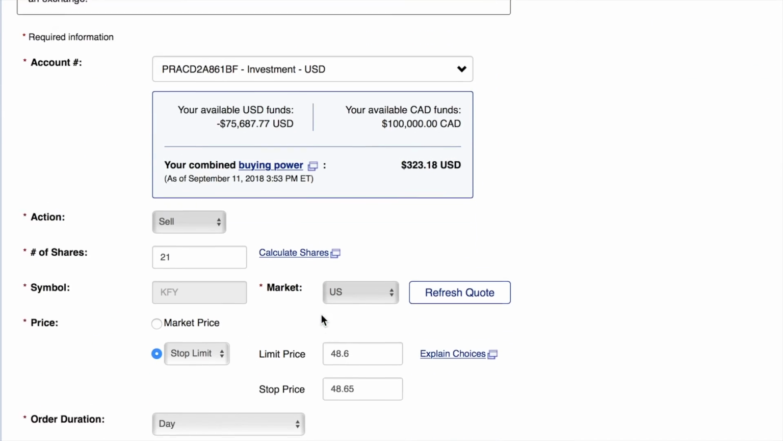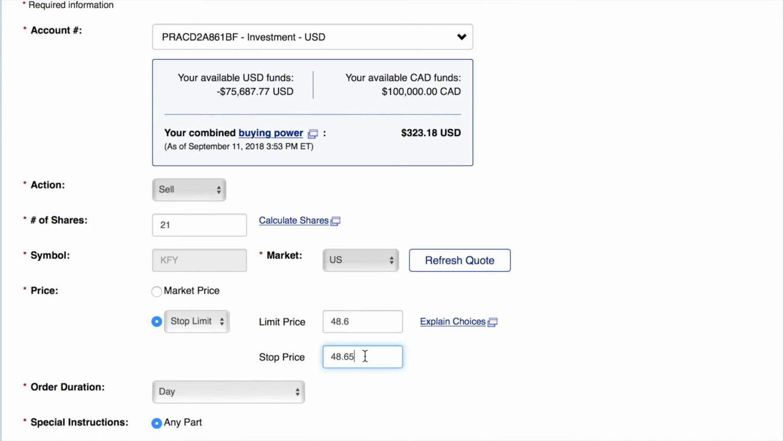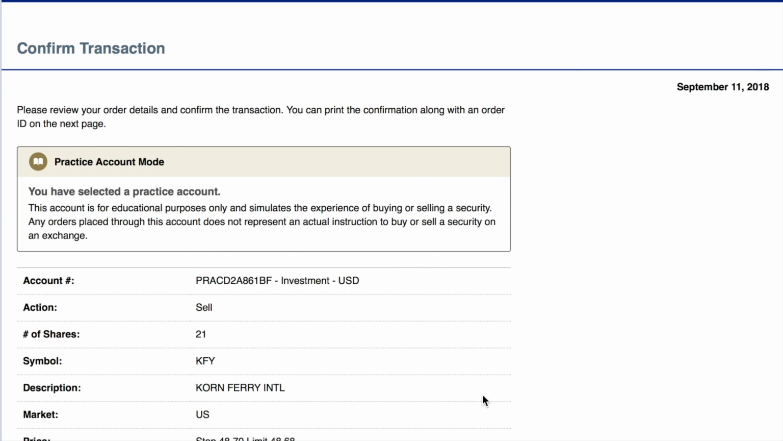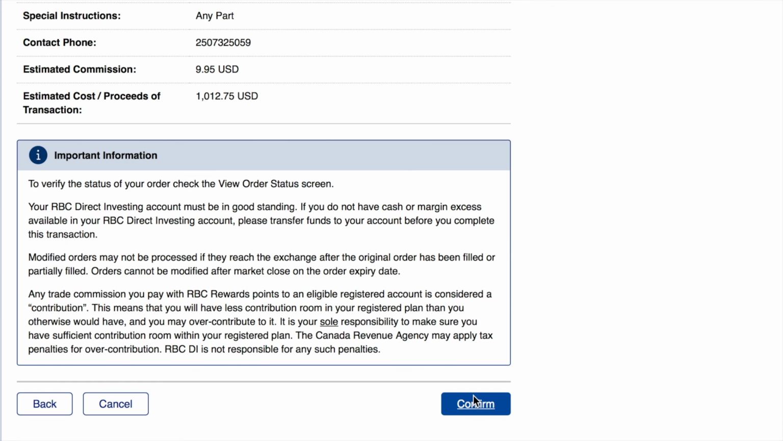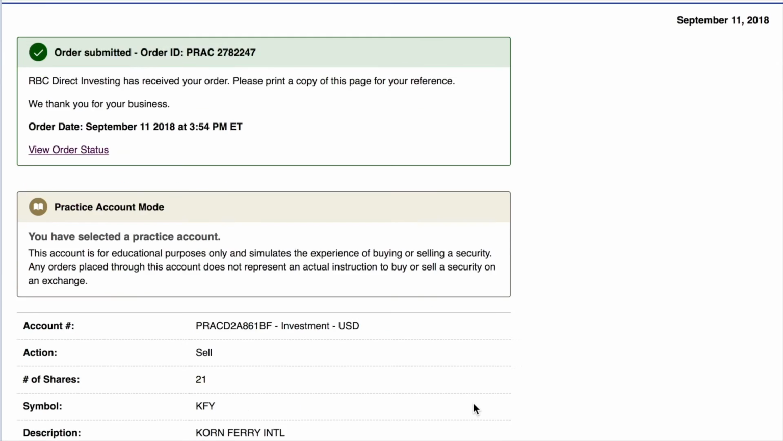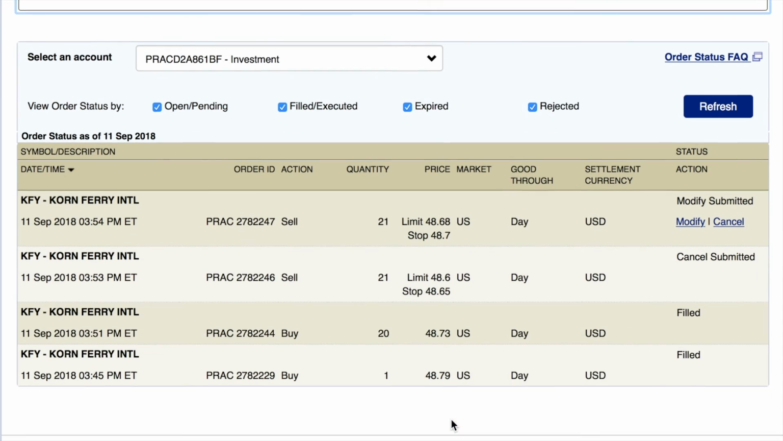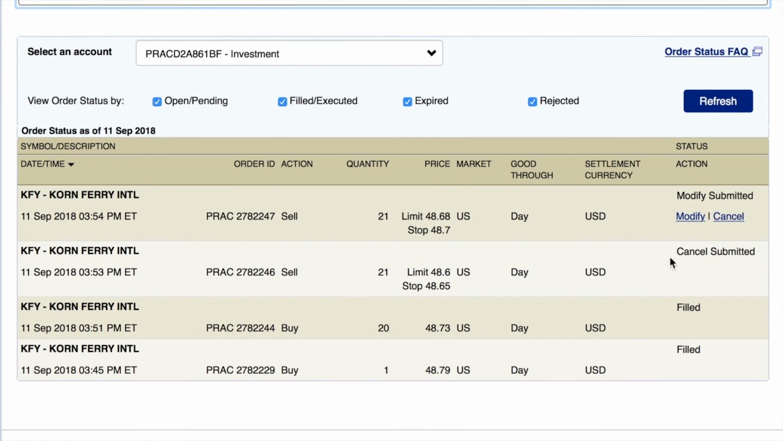So say while it goes up, so say it goes up to 48.80, 48.90. I'm going to move this up to say 70, and I'll go that 68, and so on. Go. And we modified it. Automatically cancels it, and we go, and it's modified.